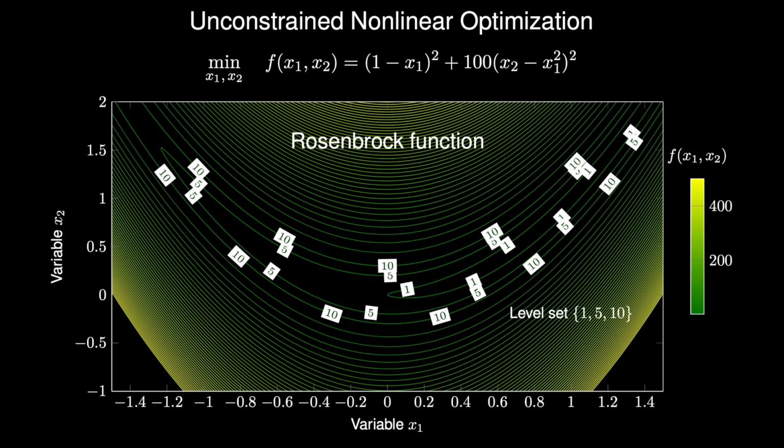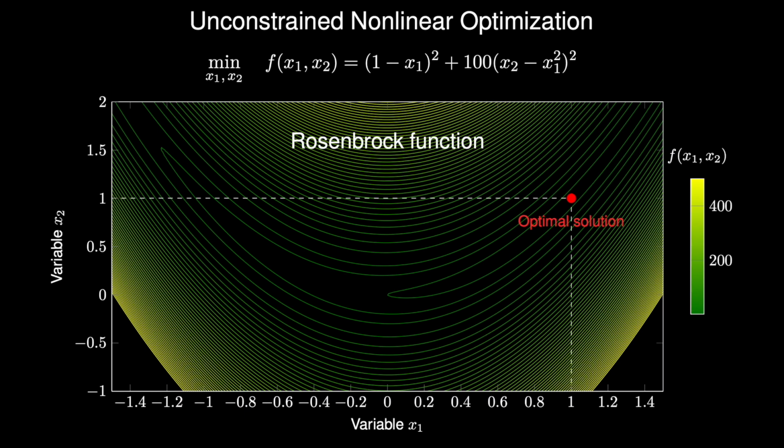The contour plot of the Rosenbrock function reveals its distinctive banana shape. The function decreases slowly along this valley and steeply across it. This makes gradient descent struggle. It keeps bouncing across the valley instead of following it. Newton's method, with its curvature information, is much better suited for this landscape.